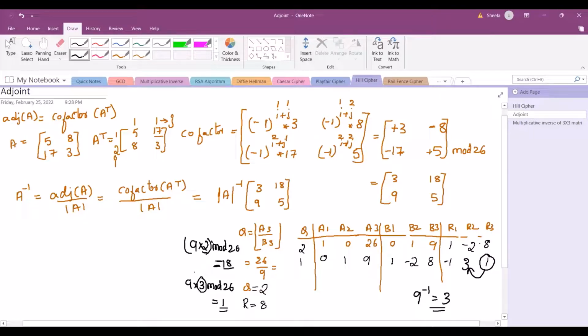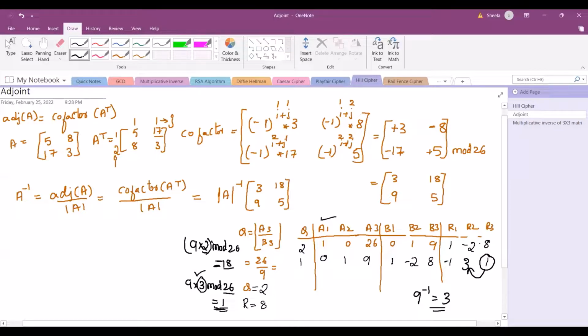This is also one way of finding the multiplicative inverse. If the modulo is small, you can find it by this method: after multiplying, whichever value gives 1 modulo the number, if this condition is satisfied, we can directly take it as the inverse. If the number is large, we have to follow the extended Euclidean algorithm. Both will give the same result.